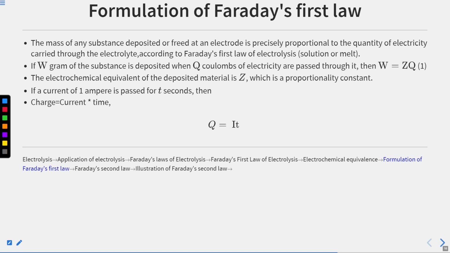We have seen it earlier also. So if a current of 1 ampere is passed for t seconds, then we know that Z is equal to M by the charge. And we also know one more formula, that charge is equal to current into time. The final formula will be W is equal to Z into Q. Okay, is this clear? So this is the formulation of Faraday's first law of electrolysis.